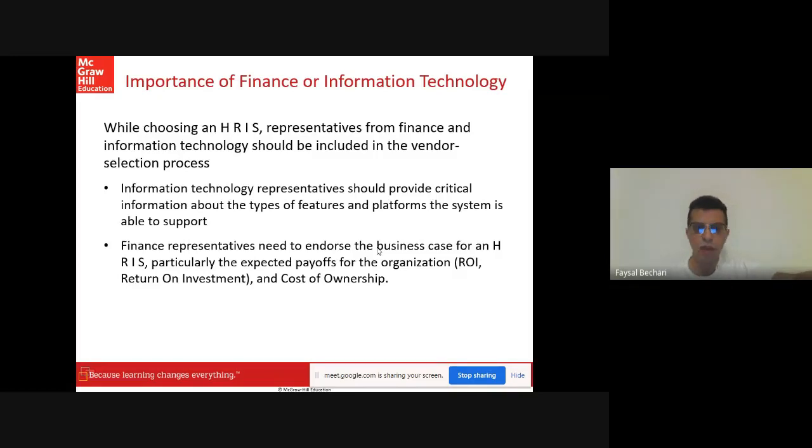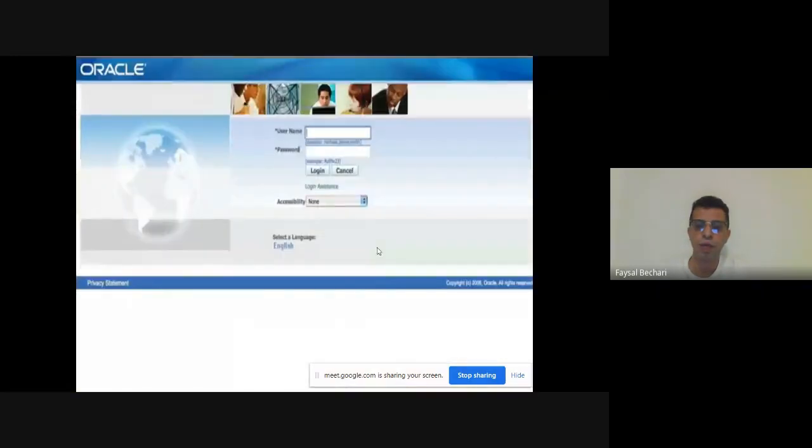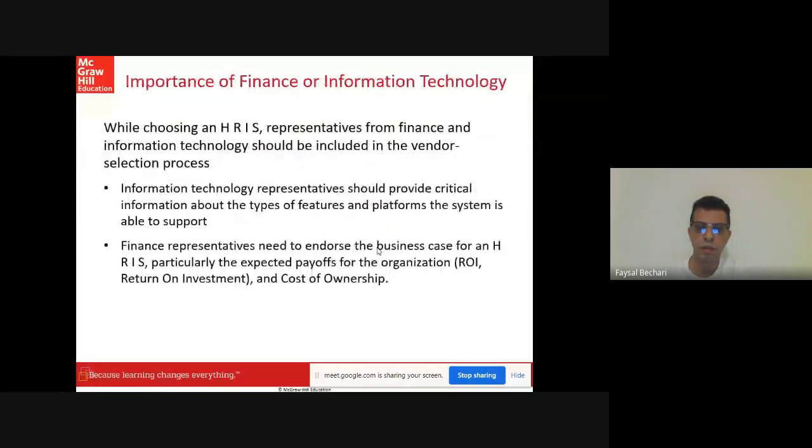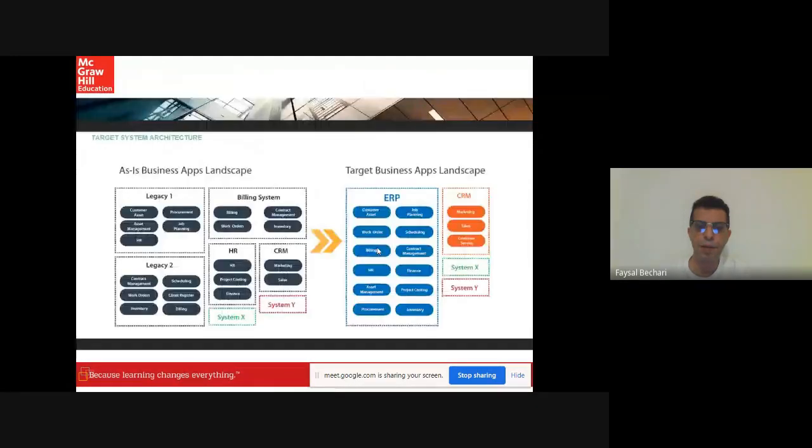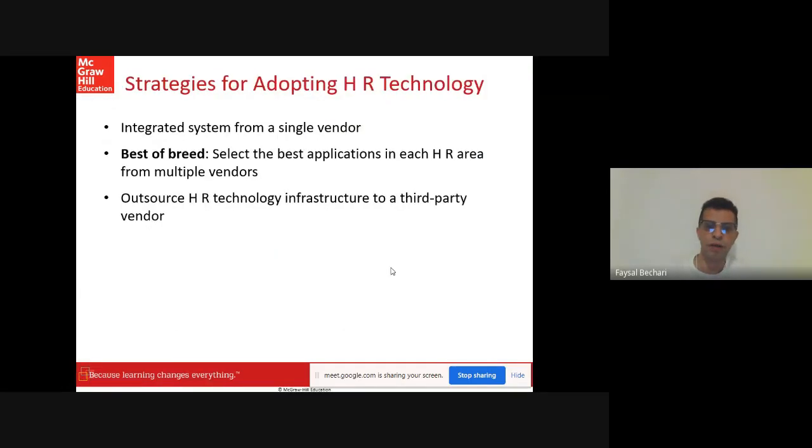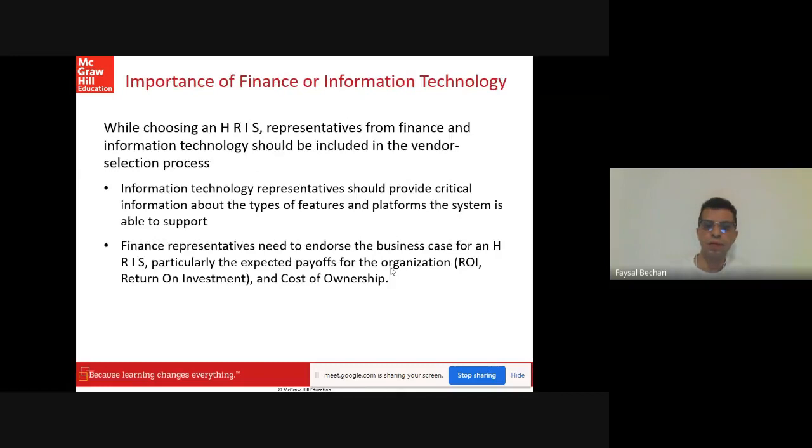Beside the end users, the information technology representative should provide critical information about the type of features and the platform the system is able to support. So the integration between different apps, as we saw earlier, like this one, and you have these apps integrated on what hardware, sizing, networking, they all have to work together. This is where the IT team will tell you what is needed in this field.